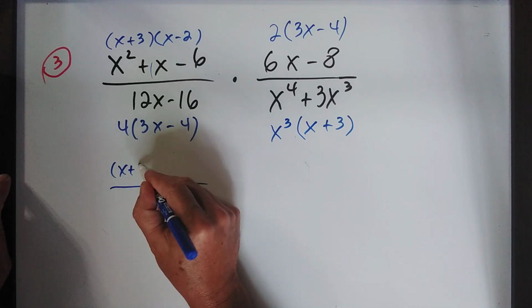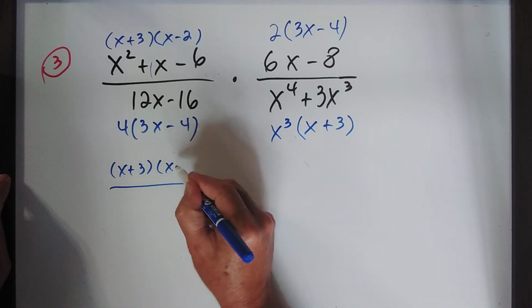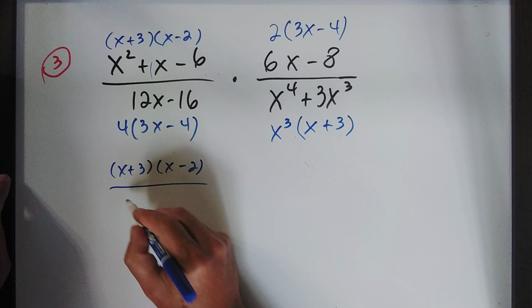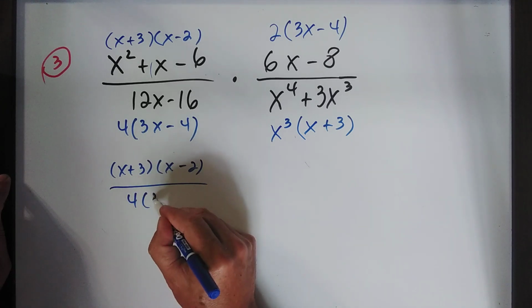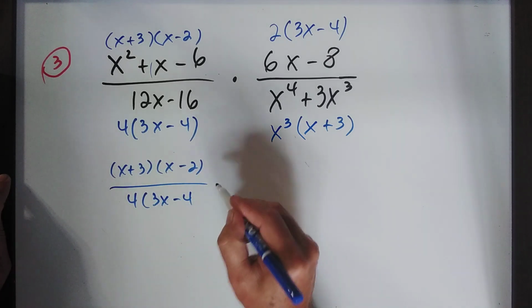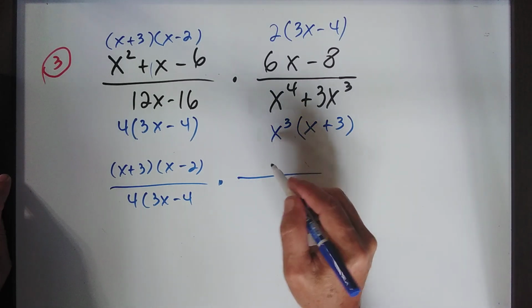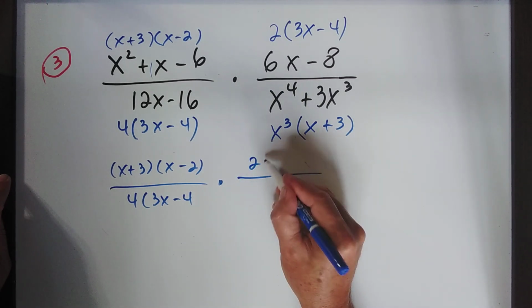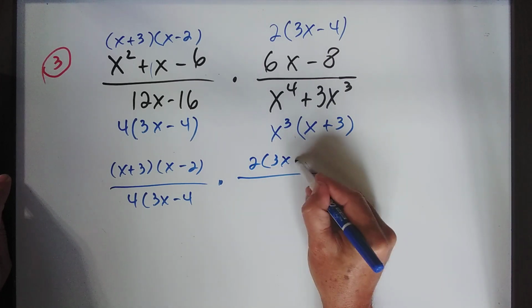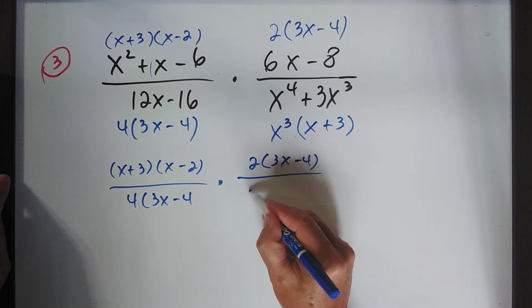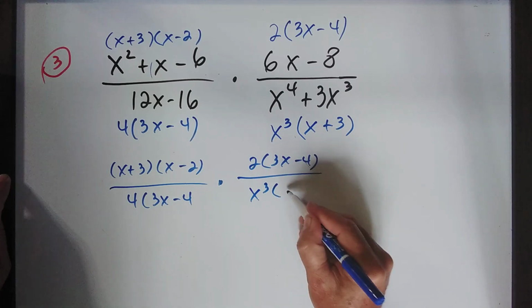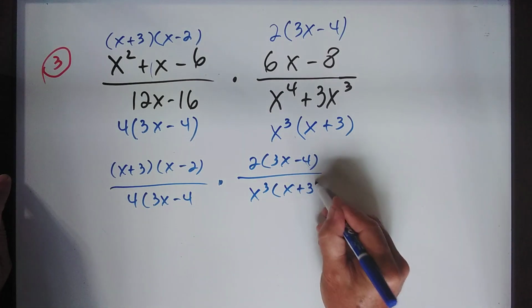If you want, we could rewrite everything here in factor form. x plus 3, x minus 2 over 4, 3x minus 4, times 2, 3x minus 4 over x to the third, x plus 3.